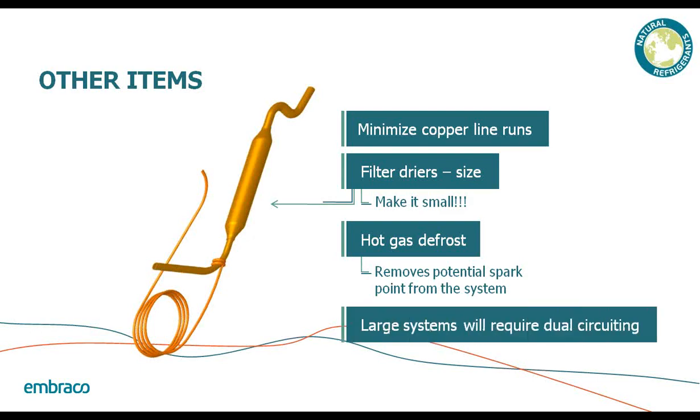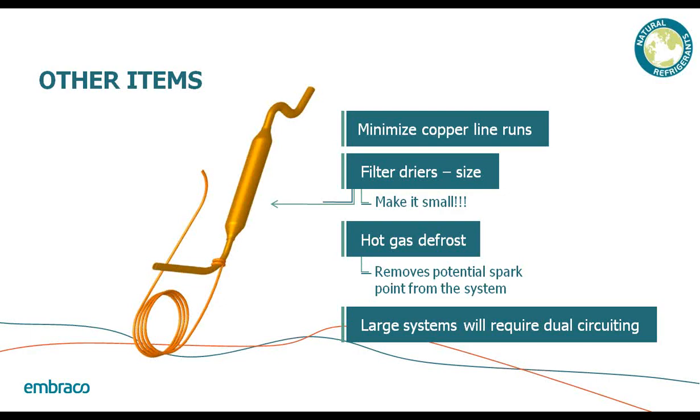And finally, larger systems may require dual circuiting. Typically, we find when you hit over 3/4 horsepower systems, whether it be a low temperature application or a medium temperature application, this is about the breaking point where achieving these capacities using a single compressor becomes a limiting factor with that 150 grams.